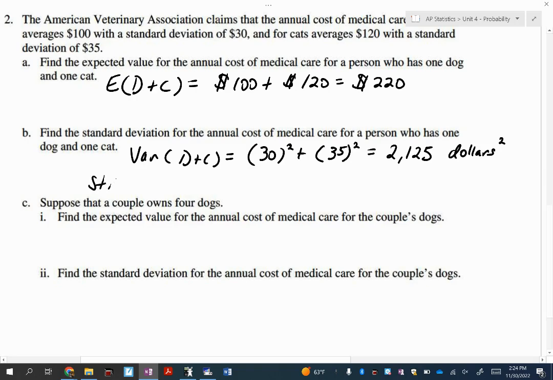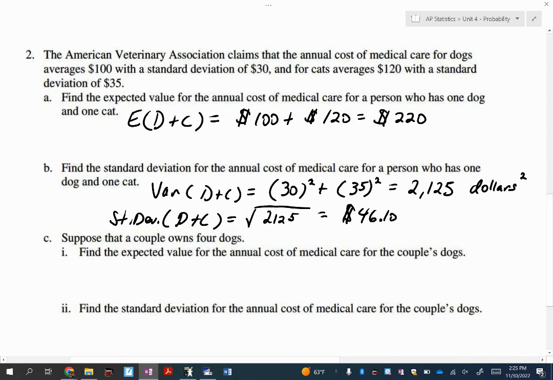So the standard deviation for dog and cat is the square root of 2125, which is, I think, $46.10. Yeah, let's make it money. So working with standard deviation, squaring the standard deviation is the variance. So you want to deal with variances. If they give you the standard deviation in the problem, you have to square the numbers to deal with variances.